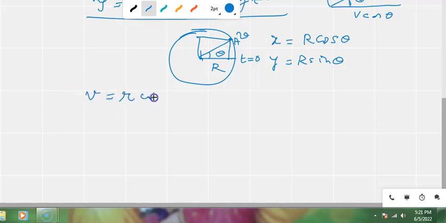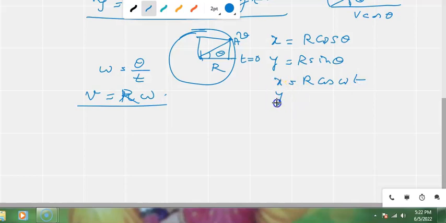Then v is equal to r omega, where omega is the angular velocity and r is the radius. So omega is nothing but theta by t. That gives us the angular velocity, which is again constant. When the linear speed is constant, the angular speed also is constant. So v is equal to r omega. This gives us x is equal to r cos omega t, and y is equal to r sin omega t.